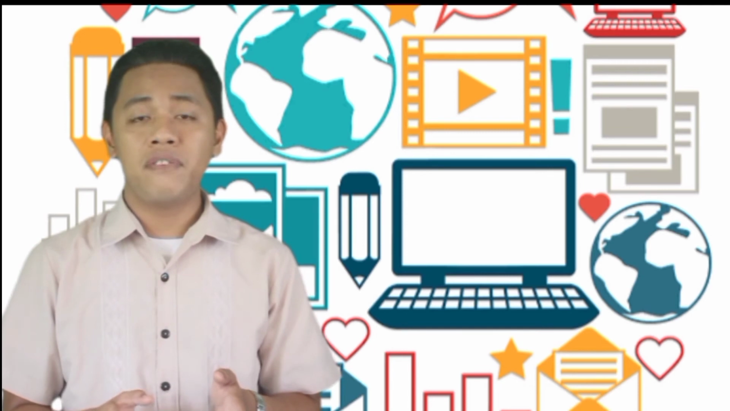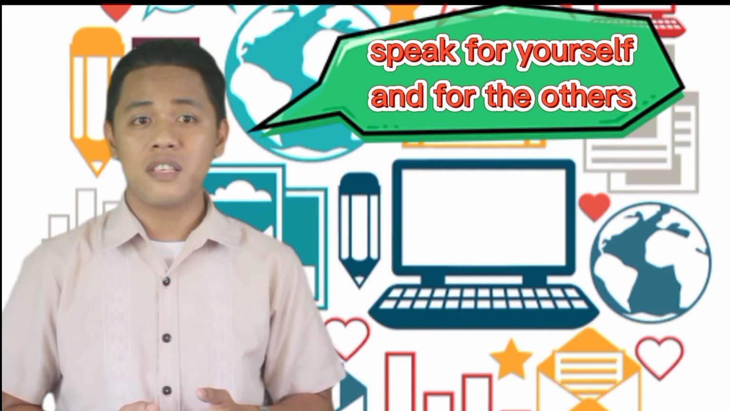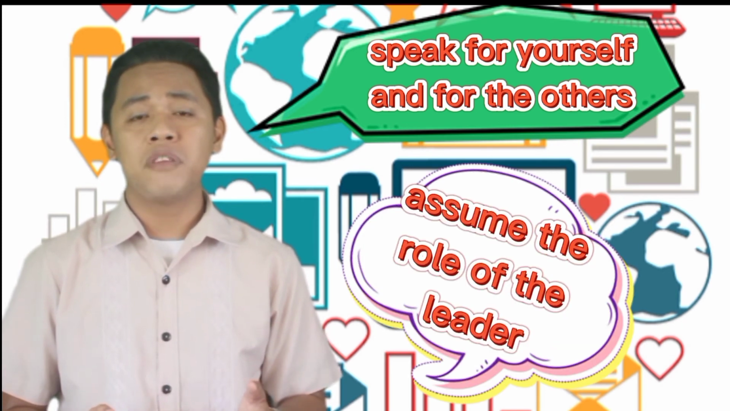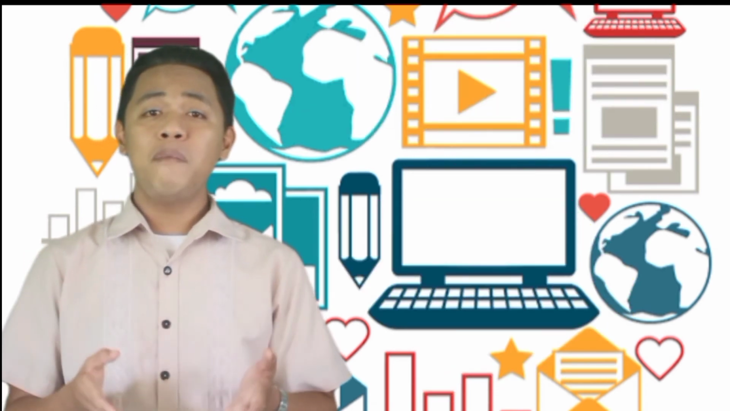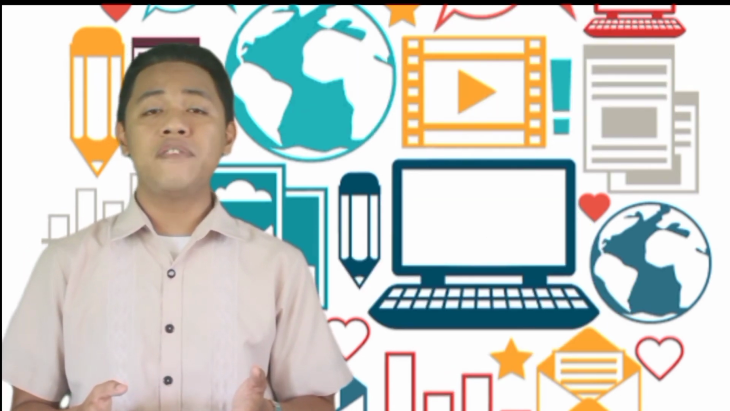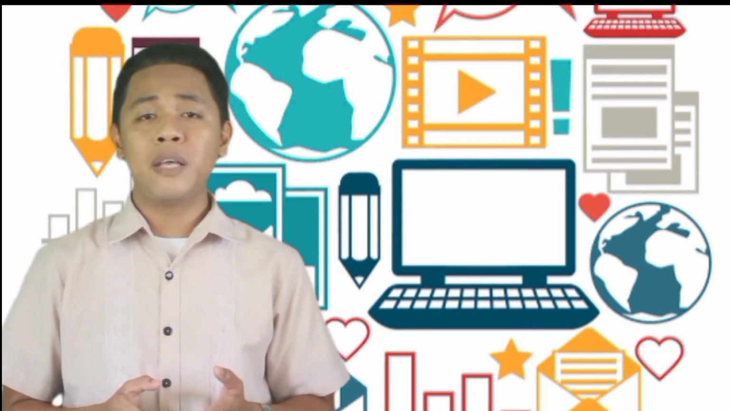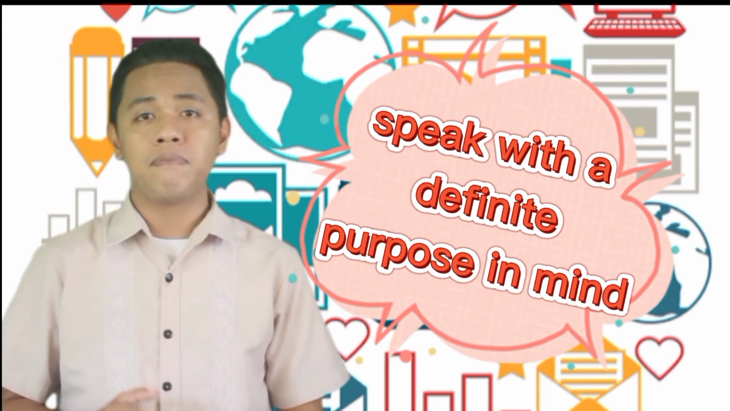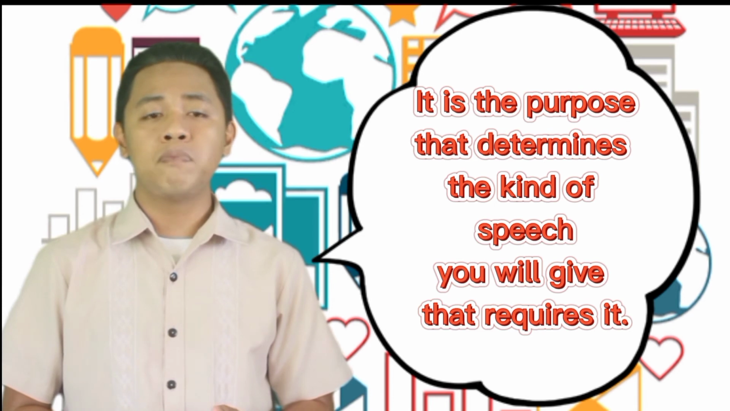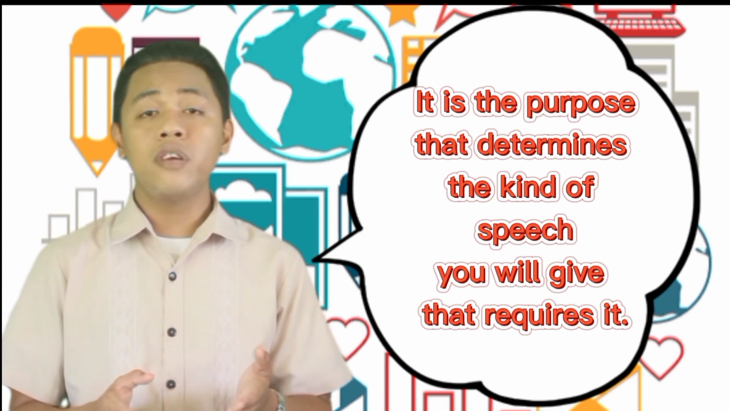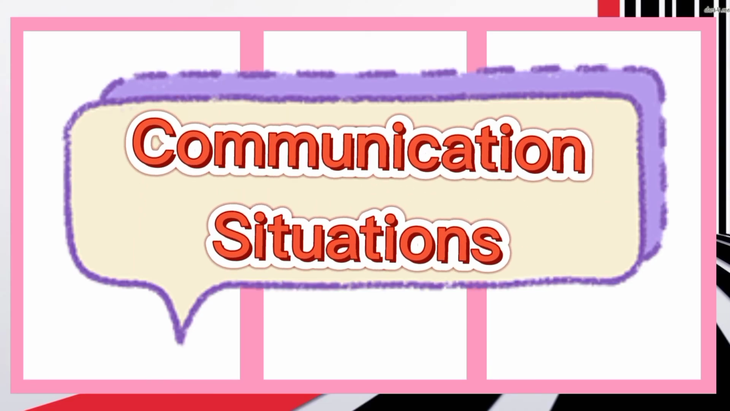As an active member of a democratic society, you should be able to speak for yourself and for others. You should be able to assume the role of a leader when the occasion calls for one. To become a useful citizen, you need to develop effective speech communication skills. You always speak with a definite purpose in mind. Therefore, it is the purpose that determines the kind of speech you will give on a particular occasion that requires it. Let us study the table.